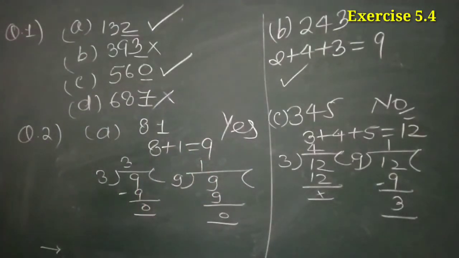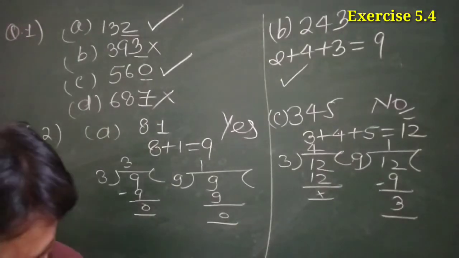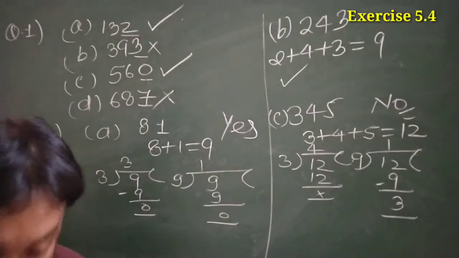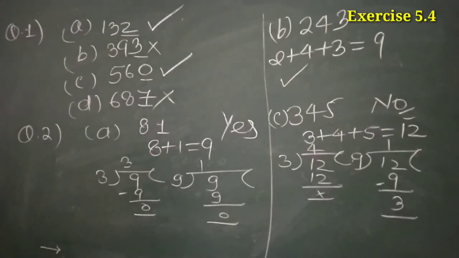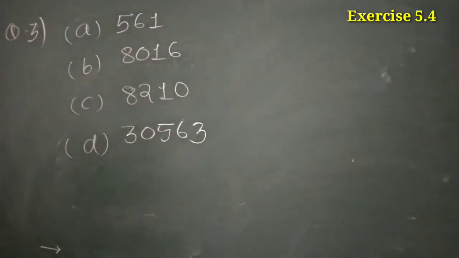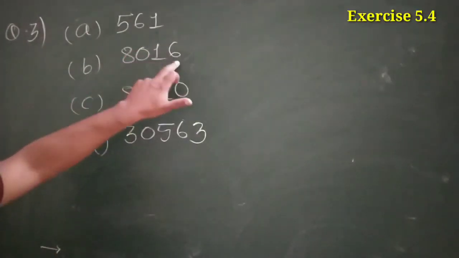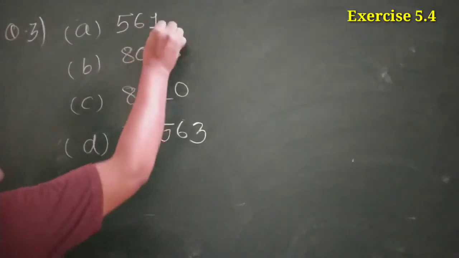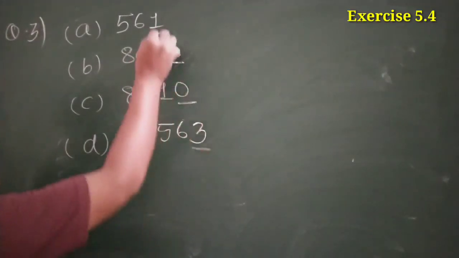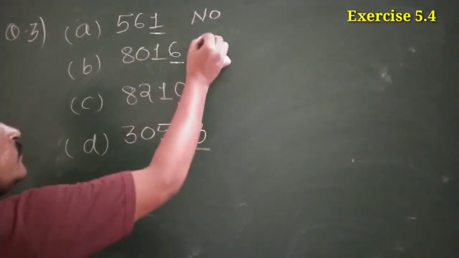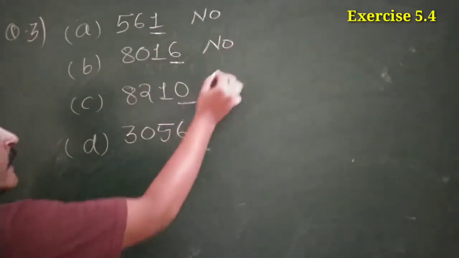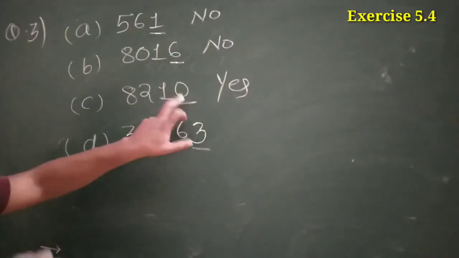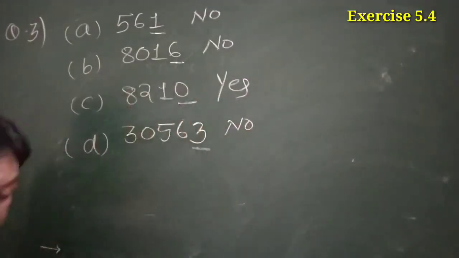Now just see in your books question number 3. In question 3, which of the following numbers are divisible by 5? Okay. So we have to tell which number is divisible by 5. It means we have to check the unit place digit. If it is 0 or 5, then that number is divisible by 5, otherwise it is not divisible. See, here is 1, here is 6, here is 0, here is 3. It means it is not divisible. The answer will be no. Here, yes, because its unit place digit is 0. Here, no. Is it clear?